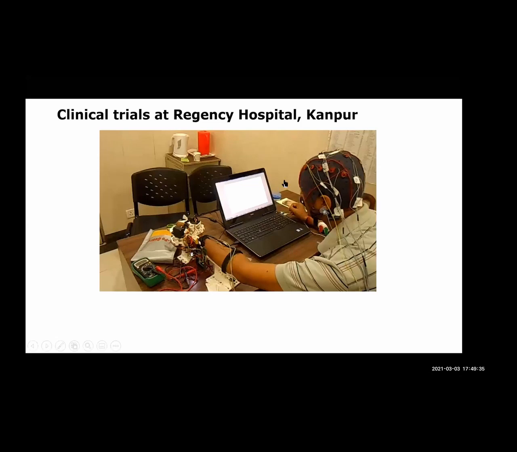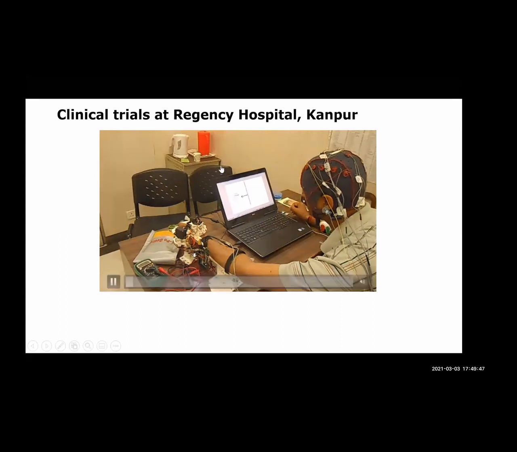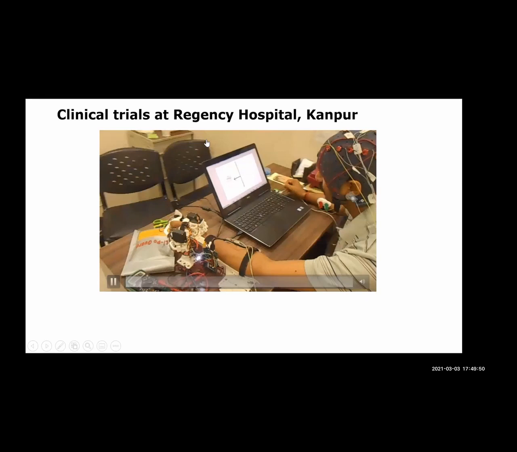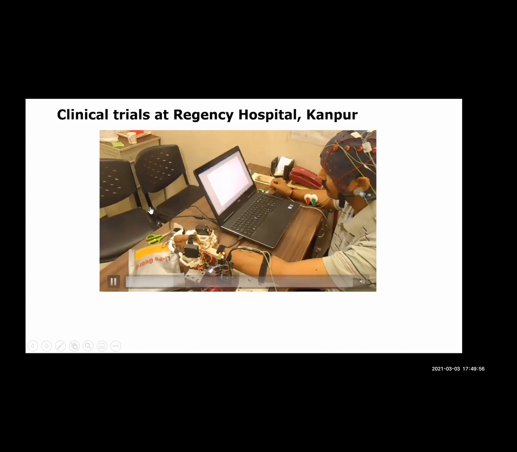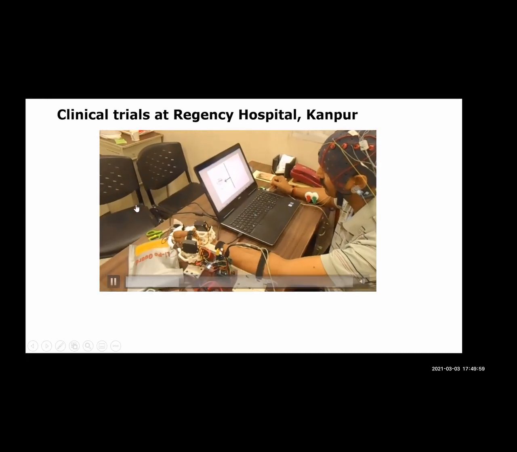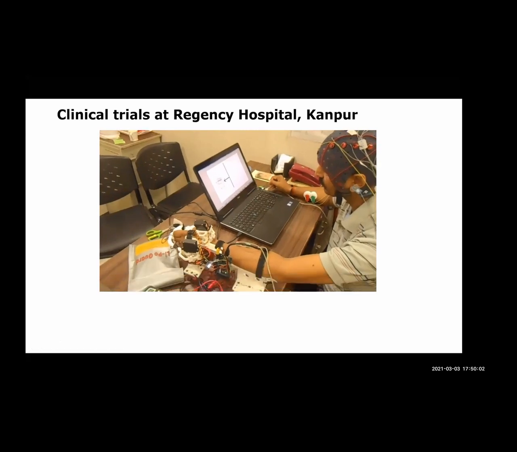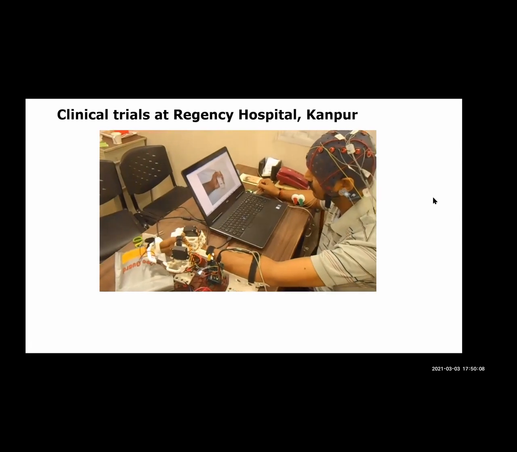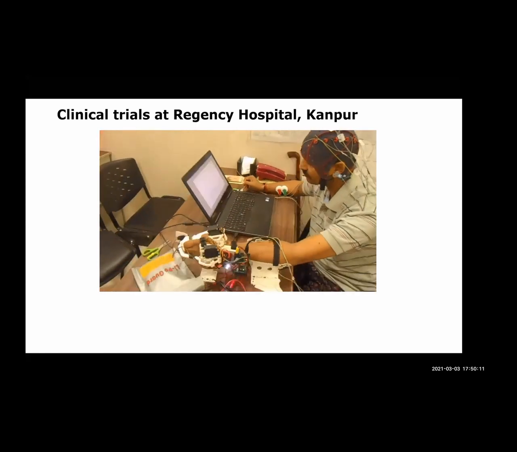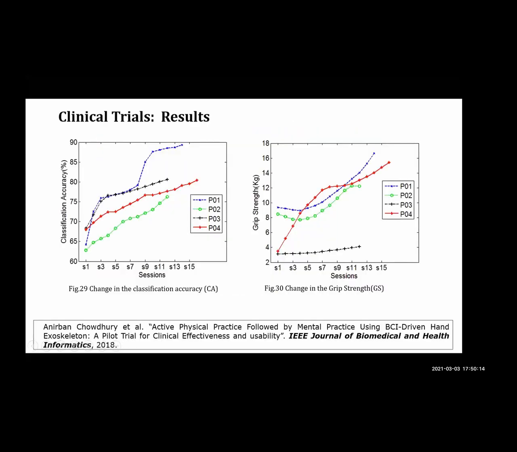These are some trials which we carried out at Regency Hospital in Kanpur, and the same trials were carried out in the UK as part of the UKERI project. The trial is something like this. The person sees on the computer screen whether a hand is open or closed. Now the person has to think accurately, and only if the person thinks correctly does the exoskeleton actuate. This gives an idea of how the trial proceeds and how the person is being forced to think. If the person is not thinking, the exoskeleton will not actuate at all, and nothing is happening.